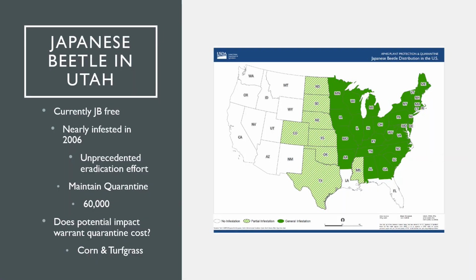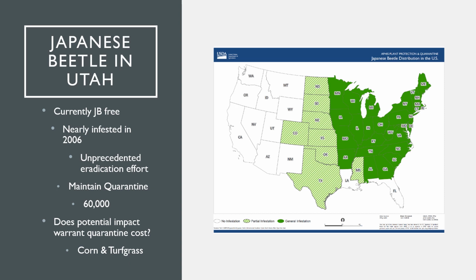Utah is one of the few states that is currently Japanese beetle free, being neither partially nor generally infested, though it was at risk for infestation in 2006, when a Japanese beetle population was discovered in Orem, Utah. In collaboration with the city of Orem, the Utah Department of Agriculture and Food decided to take on an eradication effort unprecedented in size to rid the state of Japanese beetle. By 2011, not a single Japanese beetle was found, and 3 years later it was declared eradicated.